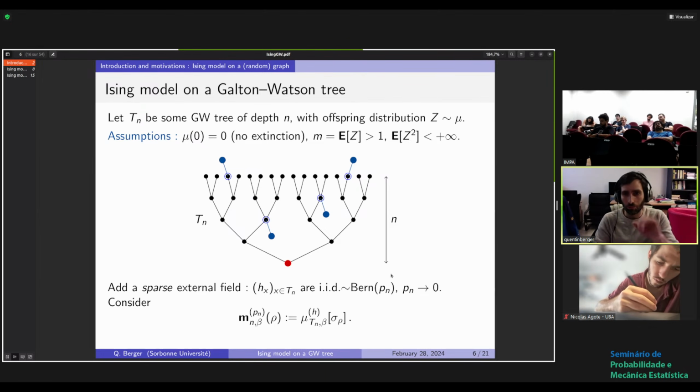So yeah, the binary tree is not an issue. It's a general offspring distribution, supercritical Galton-Watson tree.